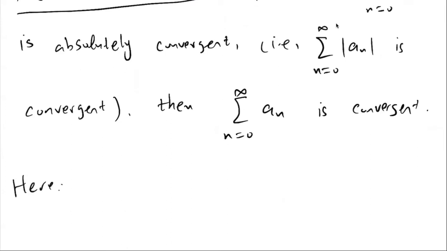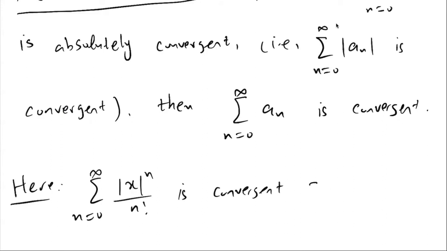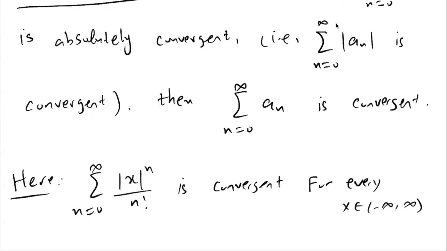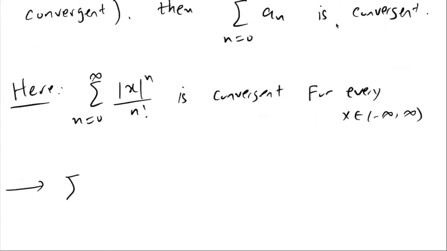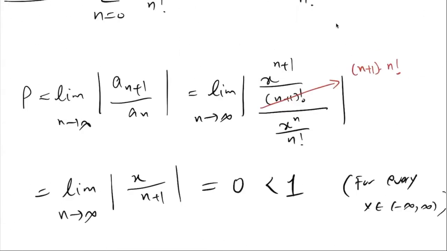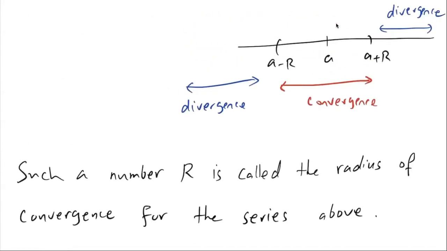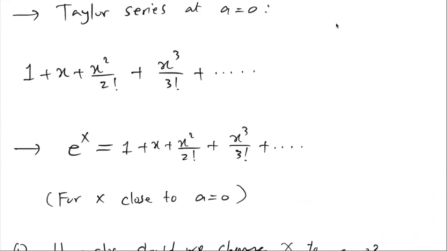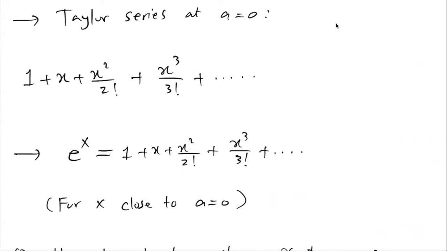So here we verified that the sum of the absolute value of x to the power n over n factorial, n from 0 to infinity, is convergent for every x between minus infinity and infinity. So that means the original series is also convergent. It's convergent for every x between minus infinity and infinity. So we verified that this series is convergent for every x. The series on the right-hand side is convergent for every x.